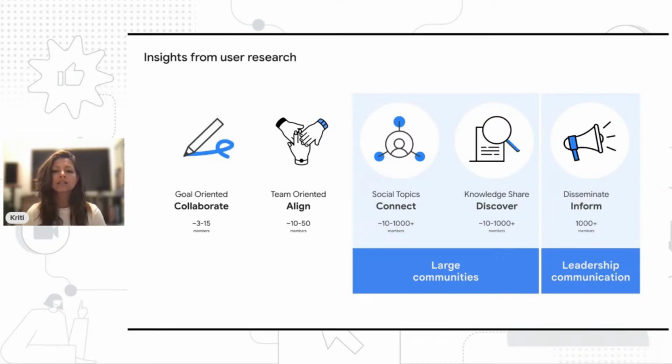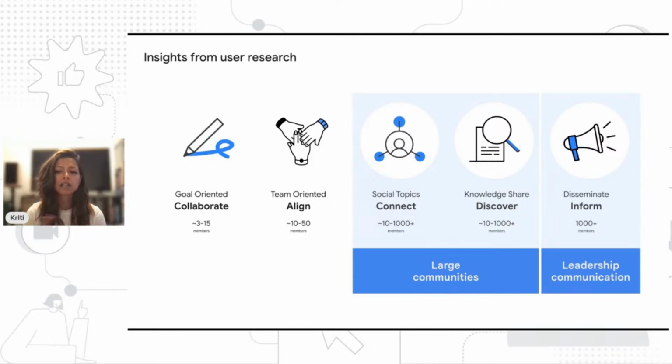We also looked at user research around how communication and collaboration use cases are evolving across organizations. And what we see is that the communication needs for our organizations can be bucketed across 5 pillars. And among these 5 pillars, the first 2 are really around goal-oriented or team-oriented collaboration that tends to happen with a small group of people, which is anywhere from 3 to 50 members.